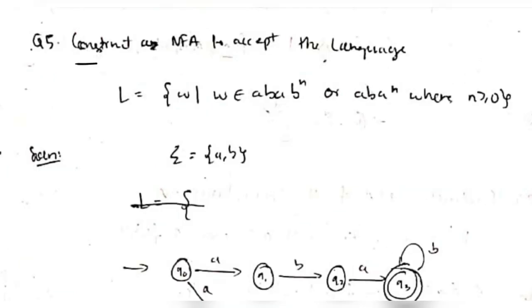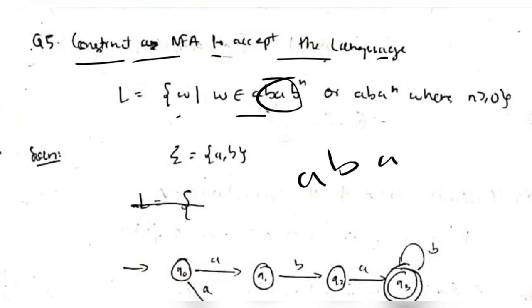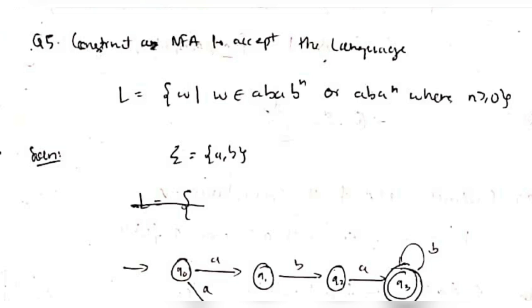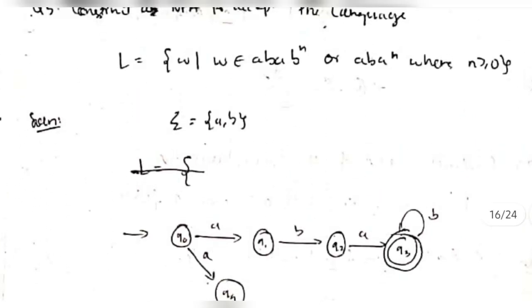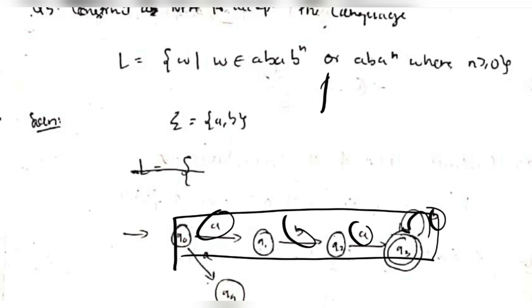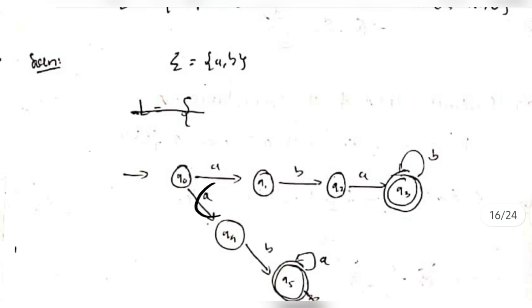Construct an NFA to accept the language: W belongs to AB raised to n. That means A, then n number of B's will be there. B raised to n means n number of B's. So this type of string we should form. What is the minimum string which we will form? They have given "or" here, which means we can have two answers. One is A B followed by n number of B's by a self loop. The other answer is A B followed by n number of A's. These will be the two answers in NFA.